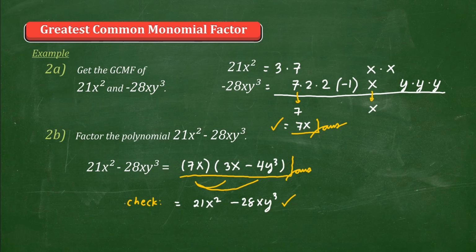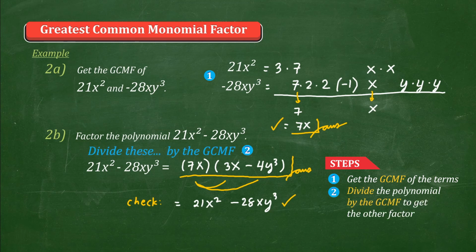Summarizing, to factor a polynomial by GCMF, the first step is to get the GCMF first. The second step is to divide the polynomial by the GCMF so you can get the other factor. Finally, it's a good habit to check by multiplying the factors using the distributive property.